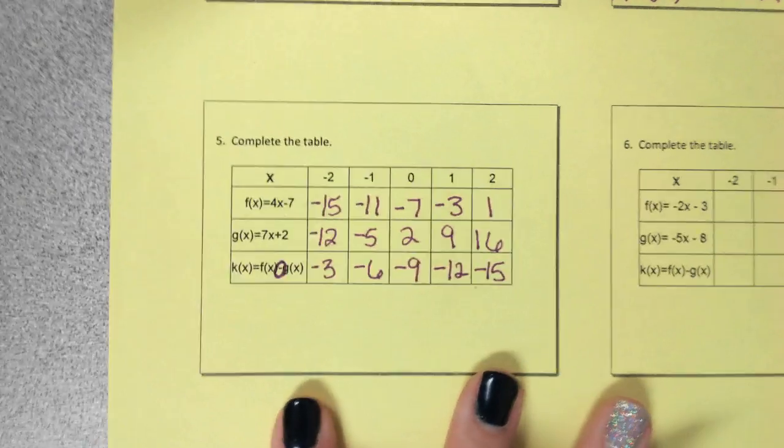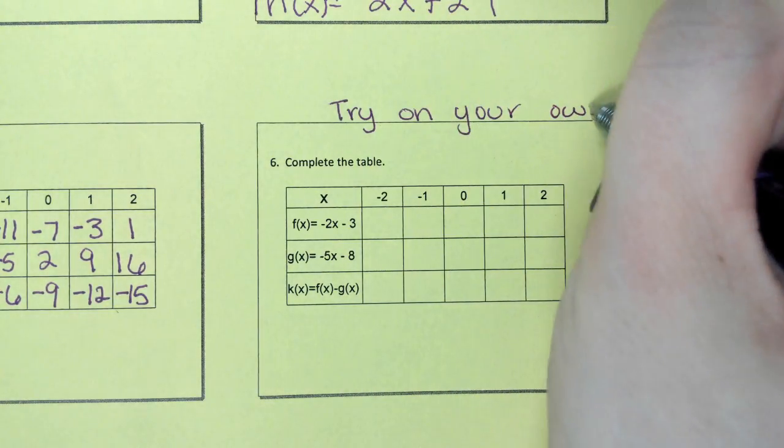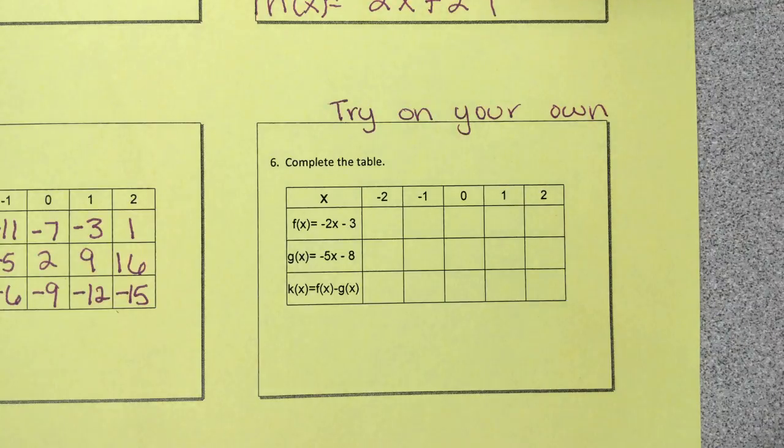What I want you to do is try number 6. So try on your own. And then located on the sideboard are the answers to this problem, so you can go and check it. Once you've checked it with your neighbor or someone, go ahead and work on pages 5 and 6 in your packet, and that's all you have to do today. Now remember, there is a quiz on Monday when you come back, and that packet is helping you replace grades, so work on those.